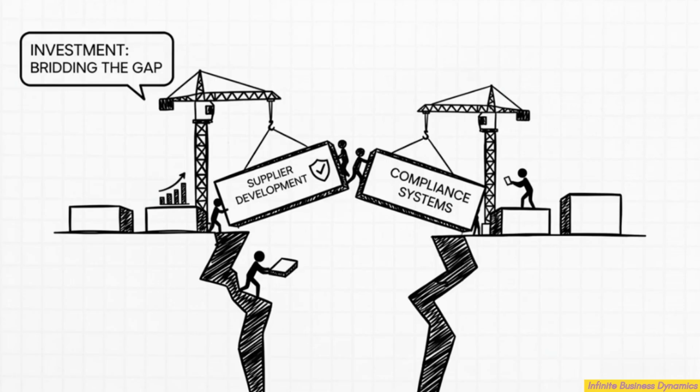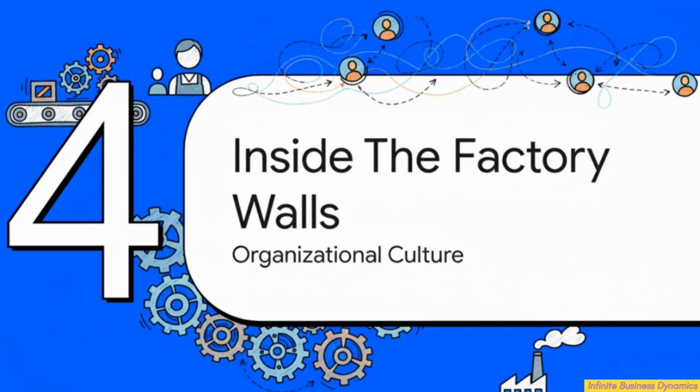Okay, we've done the 30,000-foot view, we've done the market-to-market view. Now let's zoom all the way in. We're going right inside the factory walls to understand the unique culture there, the invisible forces that shape what happens every single day. And what you find inside a typical factory is this really powerful cultural web.